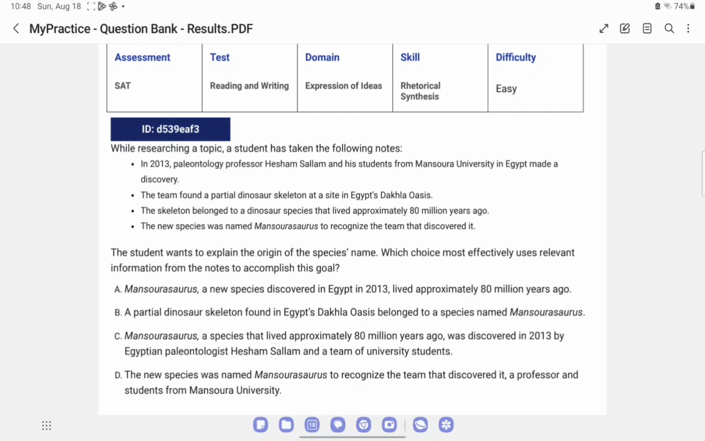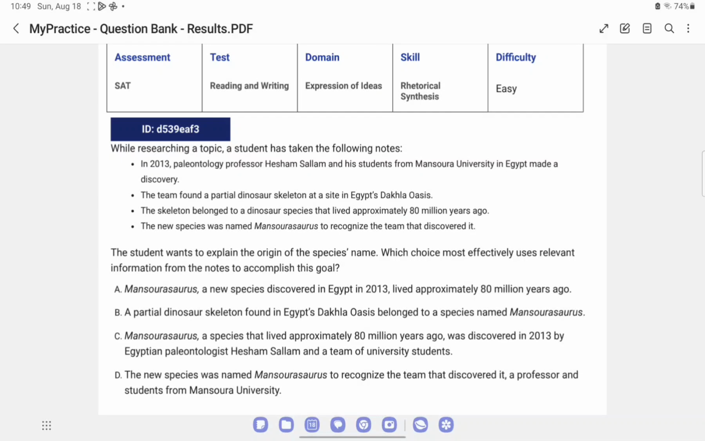Mansorosaurus, a species that lived approximately 80 million years ago, was discovered in 2013 by Egyptian paleontologists and a team of university students. No, that does not tell us the origin of its name. That's telling us the origin of its discovery. Okay, but or like just telling us about its discovery, not its name. So it has to be D. We already know that because the first three do not tell us about the name.